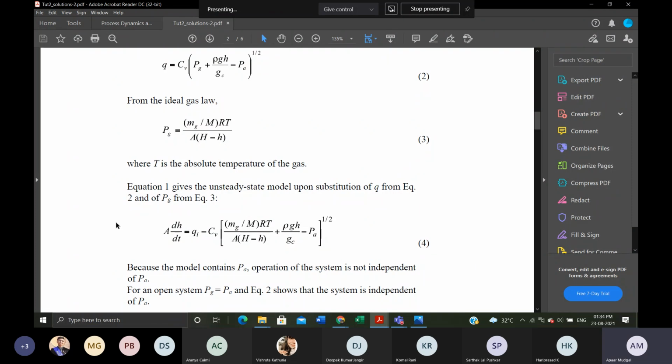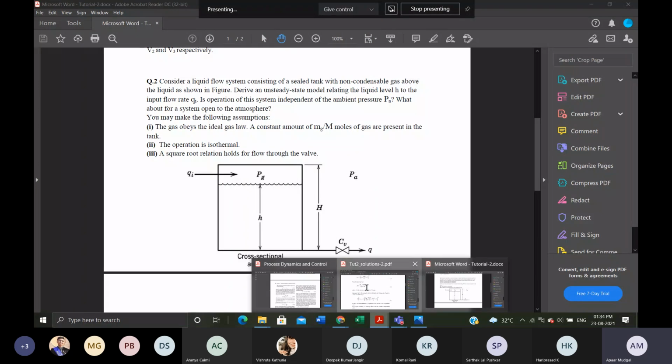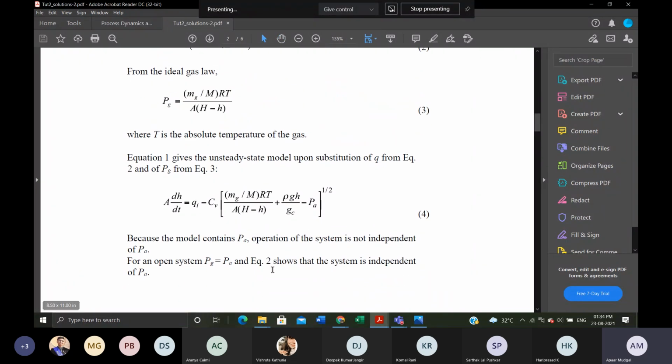Now, if you see closely, when we have a closed tank, then Pg would not be equal to Pa, and our model equation would depend on Pa, which is the atmospheric pressure. But when we have an open system, then Pg would be equal to Pa, and these two terms would cancel out, and our system would not be dependent on Pa, the atmospheric pressure. So that is what we are trying to find in this question.